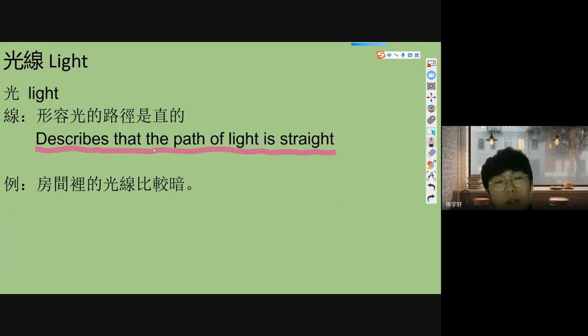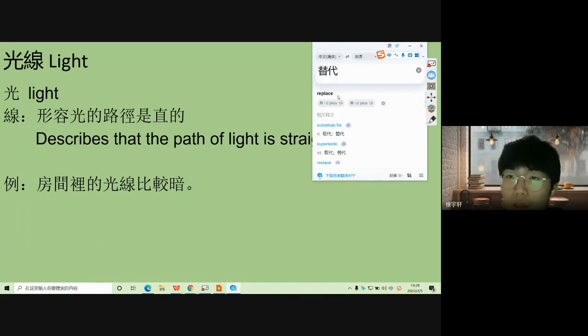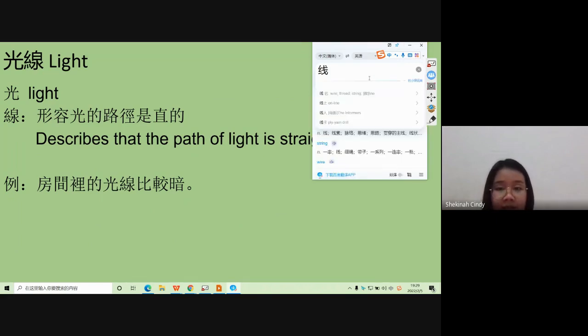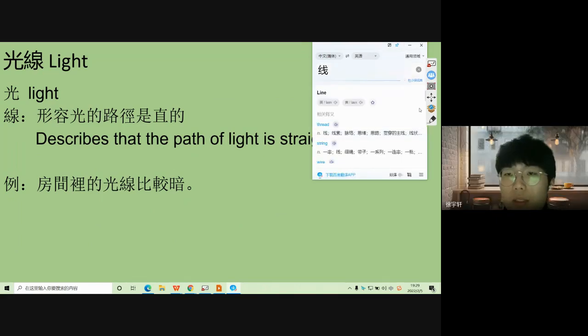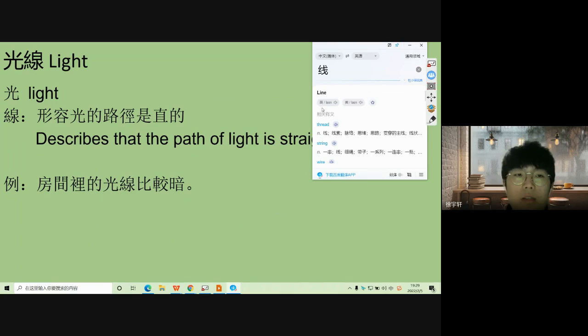Okay, so we often use 光线 to replace 光, but both these two words are good to use. You can use 光线, you can use 光. Actually 线's original meaning is line or wire, but here it is just to describe that the path of the light is straight.